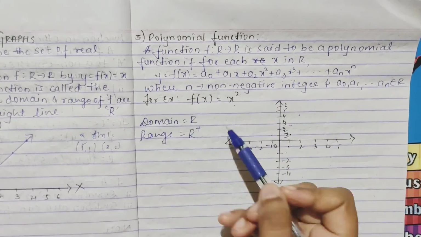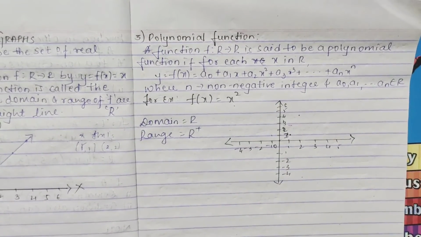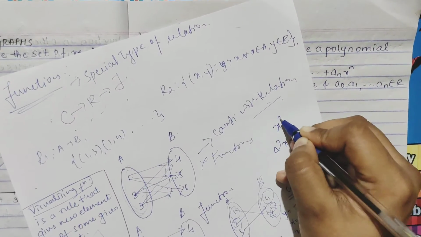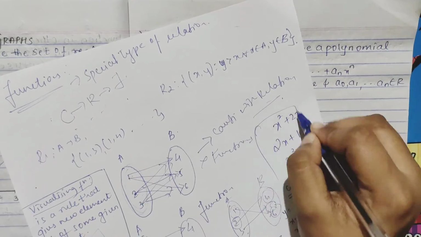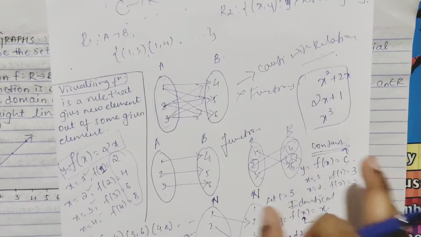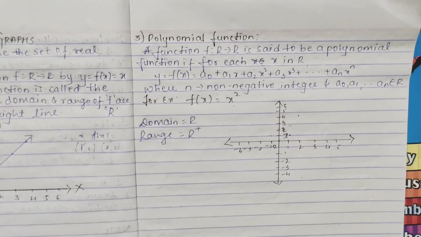Suppose I've taken x square here. A polynomial can also be like 2x plus 1. You can have x cube. You can have x square plus 2x. These are all polynomials, right? So for every function there will be a different graph. Seeing the question, you should understand the graph, so that you shouldn't learn by heart what the graph is.